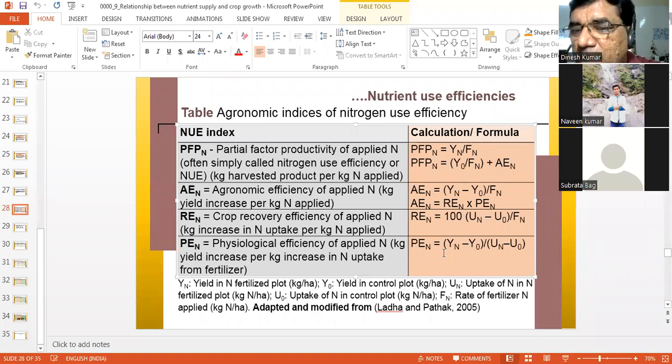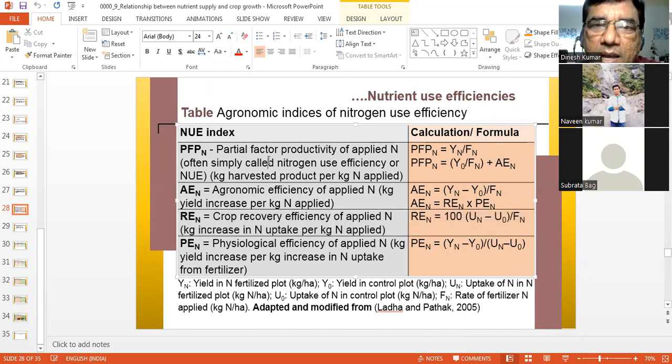So yield in nitrogen applied plot minus yield in control divided by uptake in nitrogen applied plot minus uptake in control plot. So likewise, you can calculate the physiological efficiency. And in the sense of fertilizer, when we apply fertilizer, it is mostly recovery efficiency people see. What is the recovery of fertilizer? That is actually recovery efficiency of nitrogen.